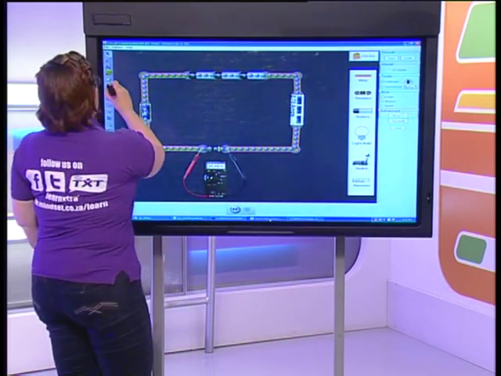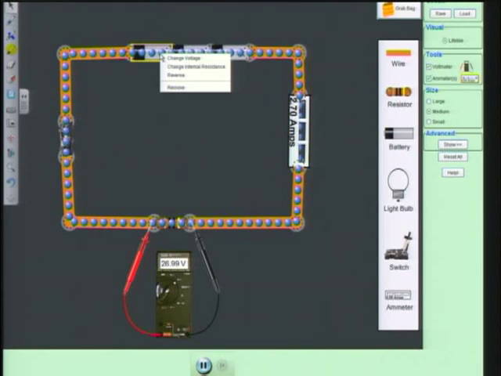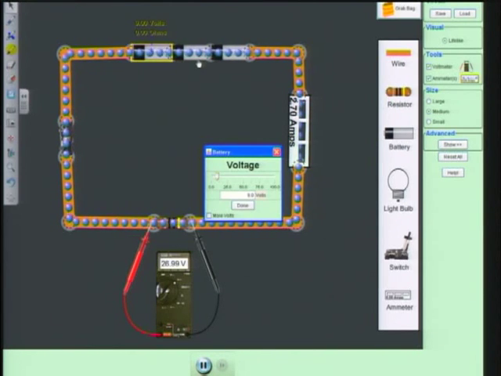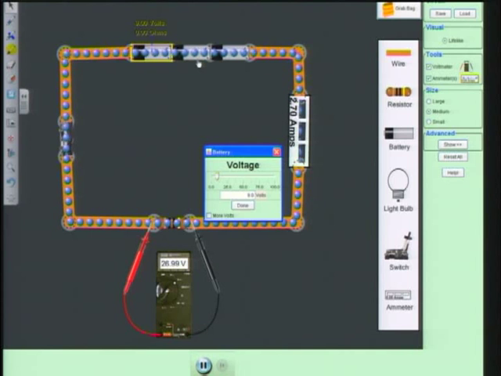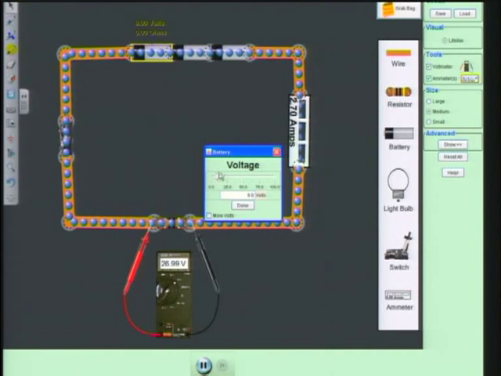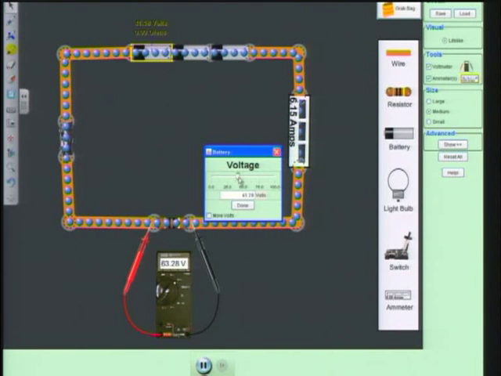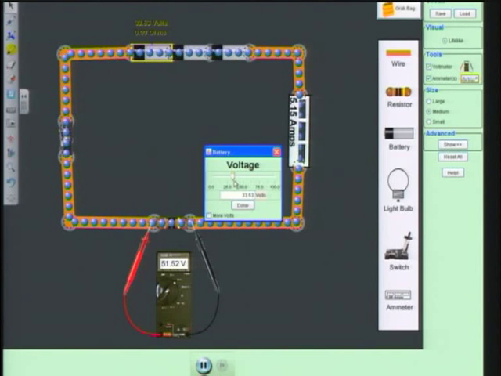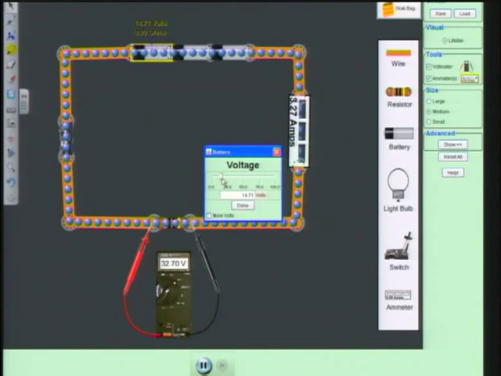Okay? Now, what we're going to do over here is change the voltage, and I'm doing it this way specifically because I want you to see something. So I'm just going to make it an arbitrary value. Maybe a little bit less. It doesn't matter. Oh, it doesn't want to move.